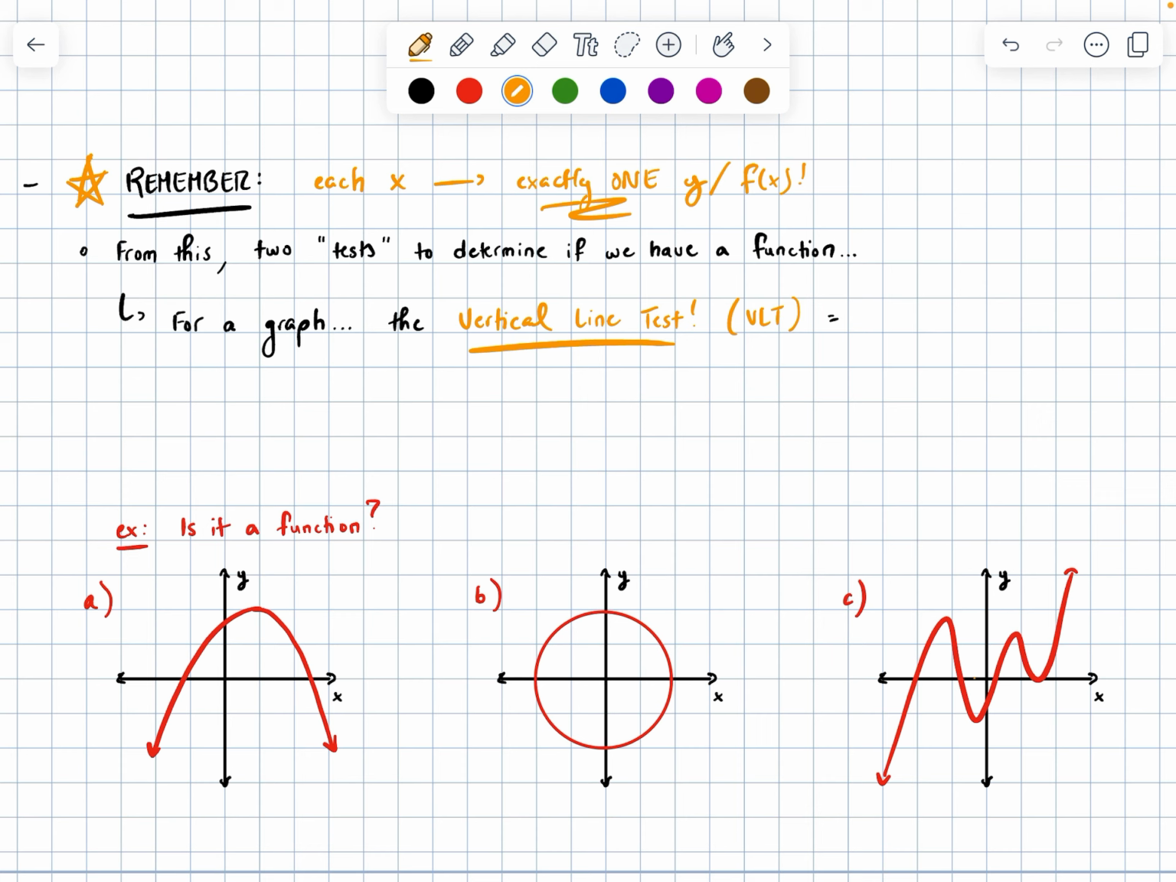Not expecting you to guess this, but take a guess. How do you think that a vertical line would intersect with a graph if each value of x can only go to one value of y? Take a risk, take a chance. What do you think about how a vertical line would interact with this graph? Go!